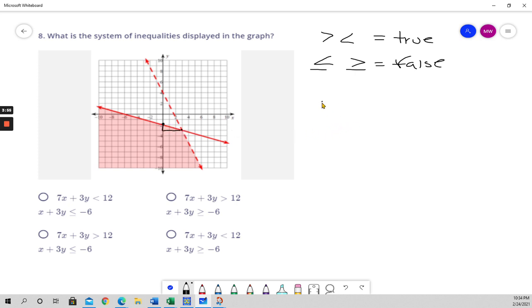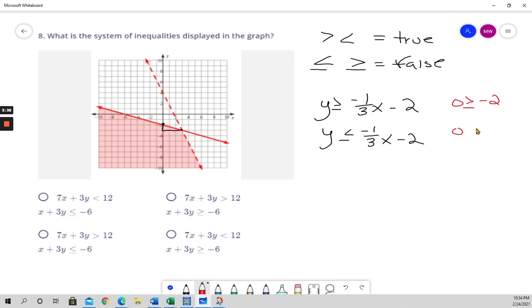So I'm going to say either y is greater than or equal to negative 1/3 x minus 2, or y is less than or equal to negative 1/3 x minus 2. Remember, I'm plugging 0, 0 in, so is 0 greater than or equal to negative 2, or is 0 less than or equal to negative 2? Remember, I'm looking for a false statement. And so the false statement is this one, that 0 is less than or equal to negative 2.